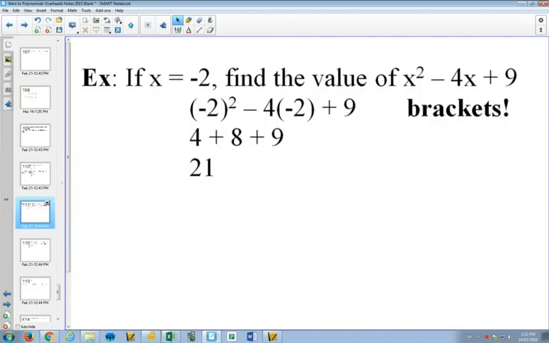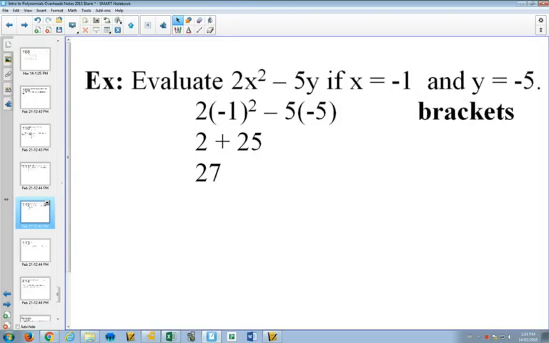Again, the brackets are important because here we have an x squared. So now the negative 2 is getting squared. And what happens when you have negative 2 times negative 2? Get positive 4. Minus 4 times the negative 2 will be plus 8, plus 9. Add those all together, and you get 21.